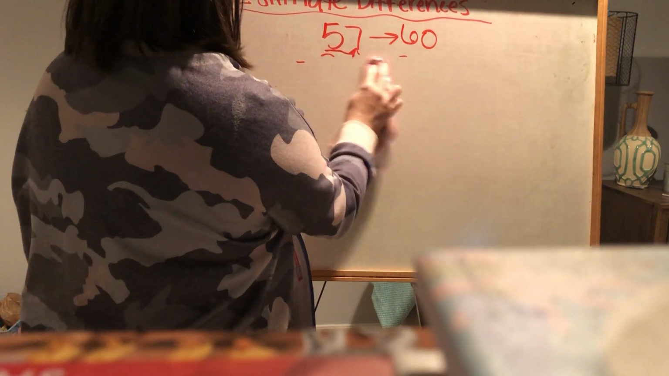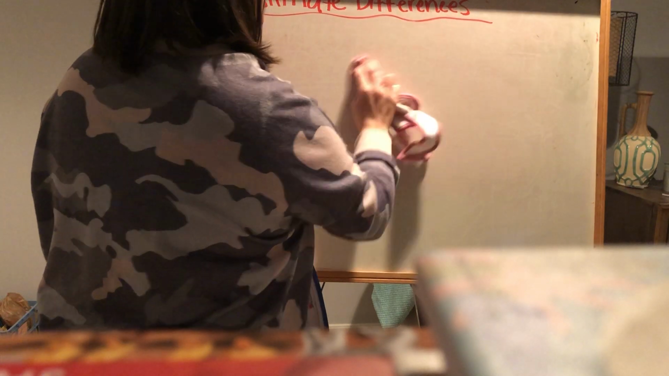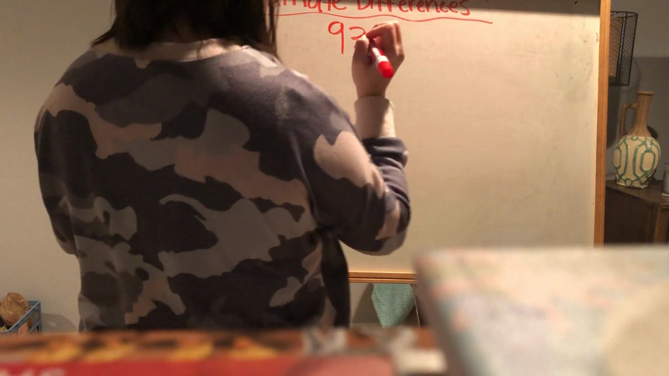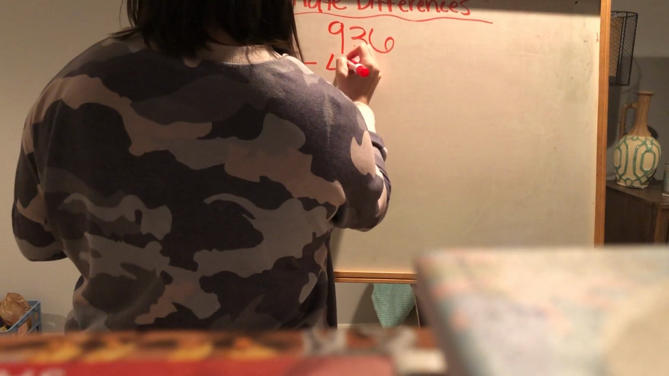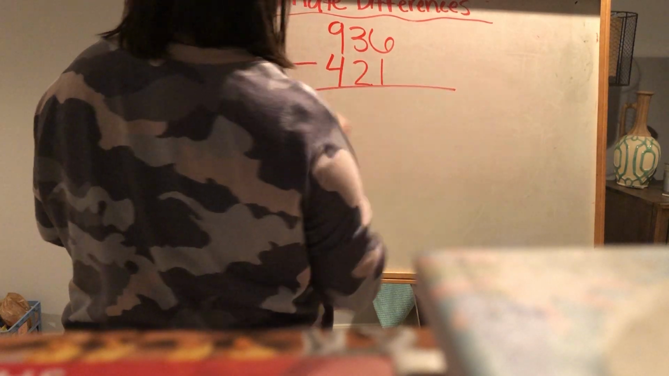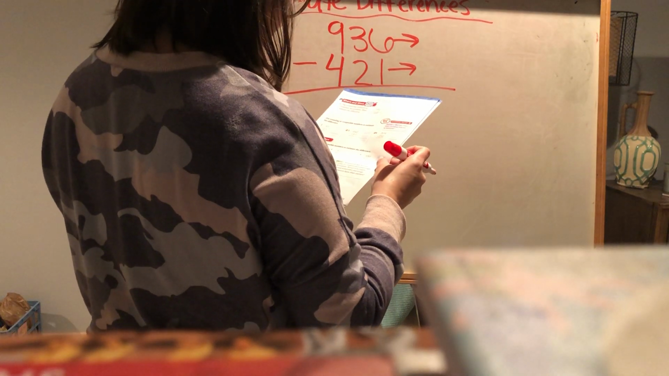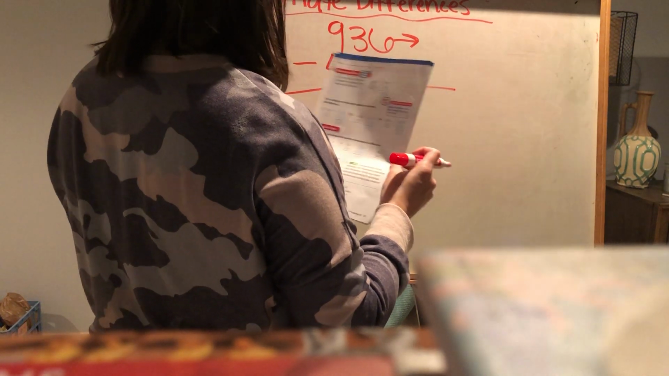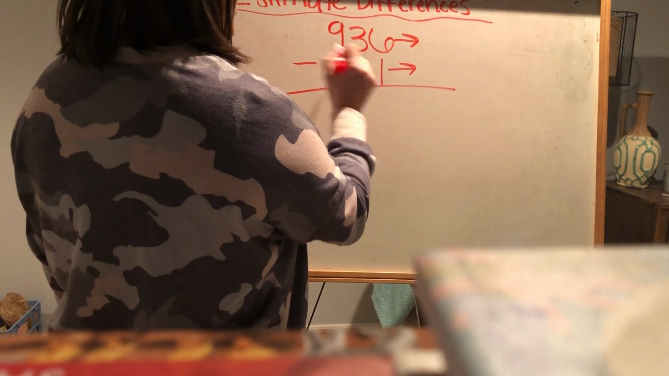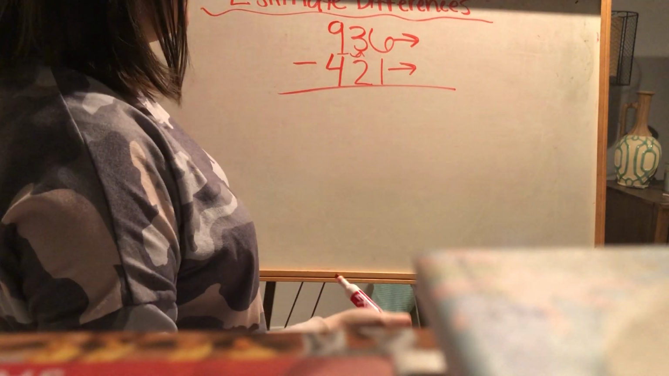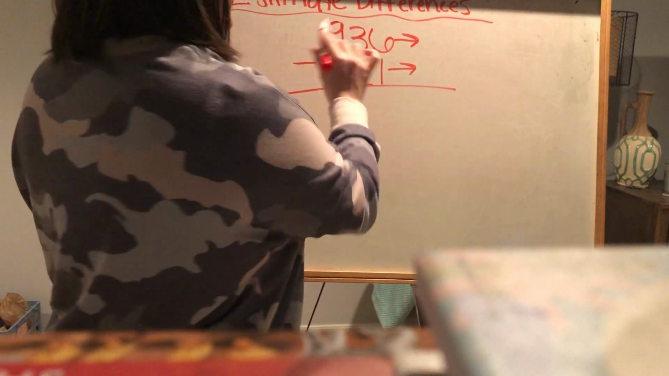So, here we go. Let's do a 3-digit one. Let's do 936 minus 421. Okay? Now, remember, we are estimating. Let's go ahead and estimate to the nearest hundreds place. So here we have our hundreds place, which is 9. We look at the number next door, and that is a 3. That 3, is it above 5 or below 5? It is below 5. So that 9 is going to stay the same, and it's going to become 900.